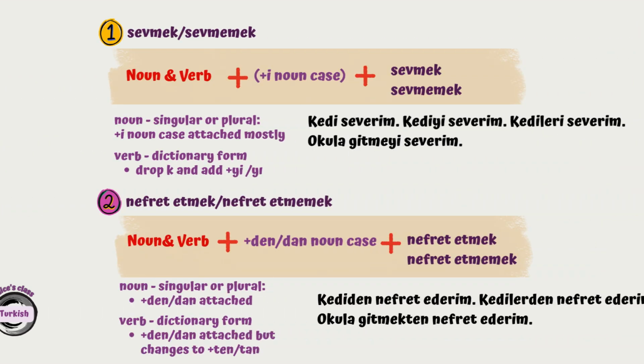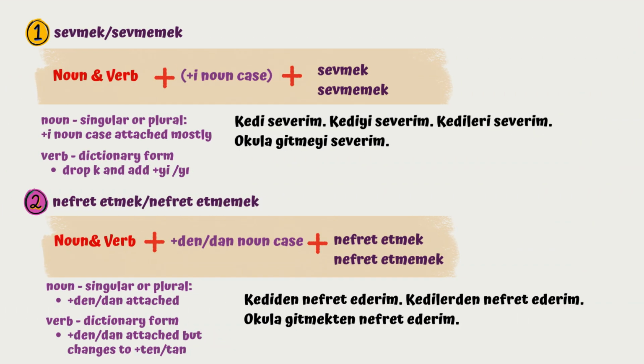So let's summarize everything up to now. If you want to use sevmek or sevmemek, which means I like or I don't like, or I love, I don't love, we can use a noun or a verb. If we use a noun, it can be in singular or plural form, and we have to attach the e noun case. But remember, sometimes we can omit the e noun case, especially if the noun is singular. And we finish the sentence with sevmek, sevmemek, conjugated accordingly. Like these examples: kedi severim, kediyi severim, or kedileri severim.